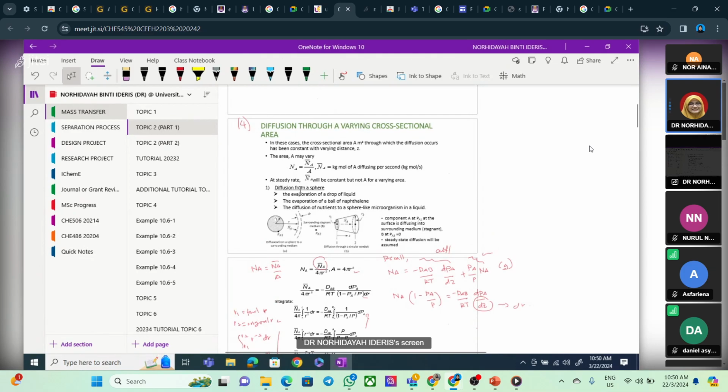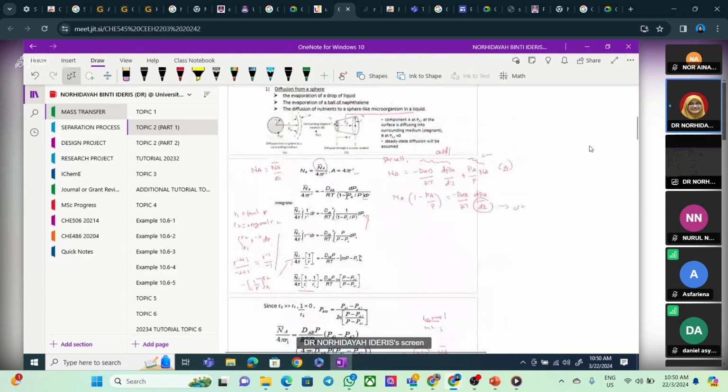Okay, so diffusion from a sphere ni dia tak semestinya naphthalene ball. Okay, dia boleh juga ada evaporation of a drop of liquid, ataupun naphthalene ball, ataupun the diffusion of nutrient to a sphere like microorganism in a liquid. Okay, so whenever you read the question, alright, first please detect what type of, apa fenomena yang involved kat dalam case kita ni. Okay, only then you can pick up the right equation.